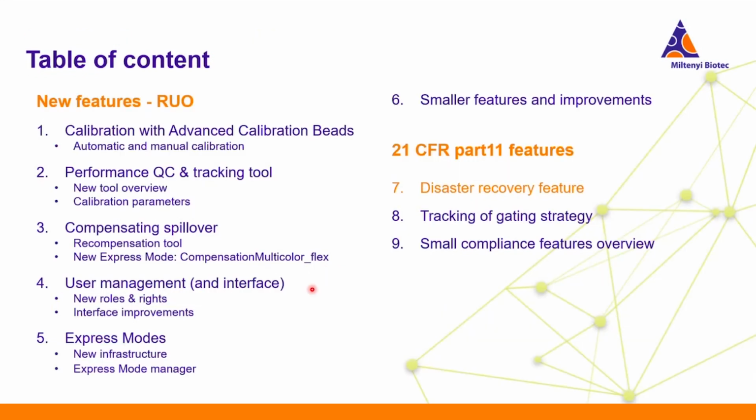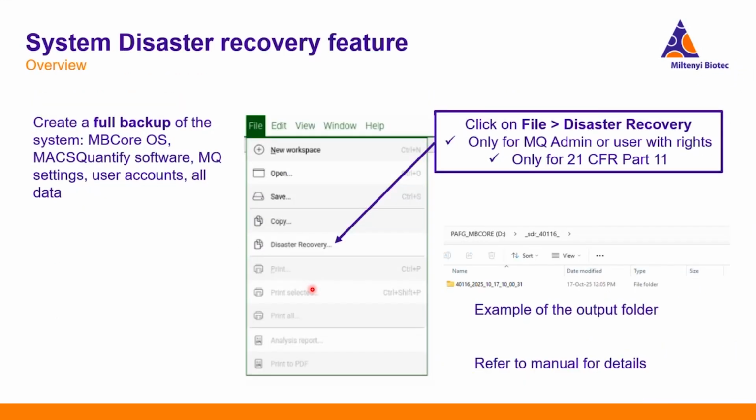Let's look at 21 CFR. It's not so many slides to go, but it is really cool. So there is a new, we call it disaster recovery feature. And basically what this does is it gives you the chance to really create a full backup of the whole machine. So in case something goes horribly wrong, you can then get it back and recover the whole thing. It's like the full backup.